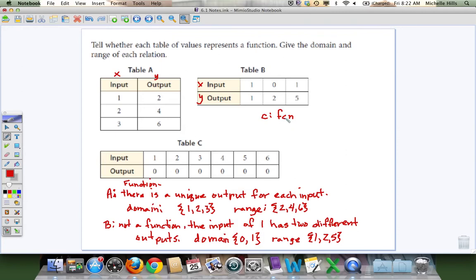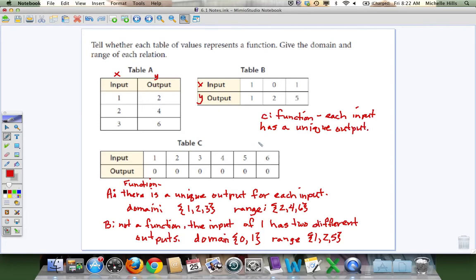And function can sometimes be abbreviated to FCN. You'll see that. I probably should undo that, to get you guys used to writing the word function. So it's a function. And why is it a function? Each input has a unique output. And you will be required to write this on your assignment. So get used to it, and on your test.